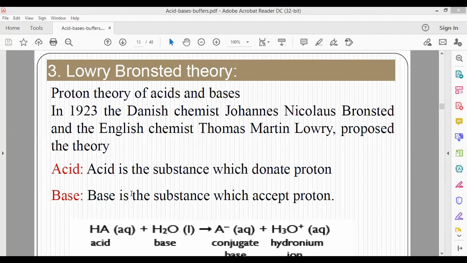So according to Lowry Bronsted theory, what is meant by the acid and what is meant by the base? Acid is the substance which donates the proton. Donate means to give. Which has the ability to give the H plus ion. Proton means H plus ion. So acid is the substance which donates the proton. And what is the definition of the base according to Bronsted theory? Base is the substance which has the ability to accept the proton. Base is the substance which accepts the proton.